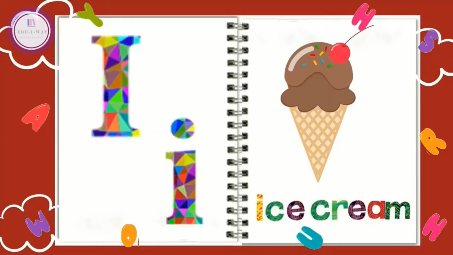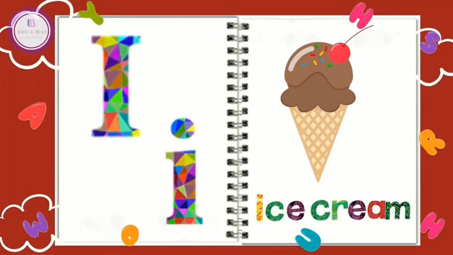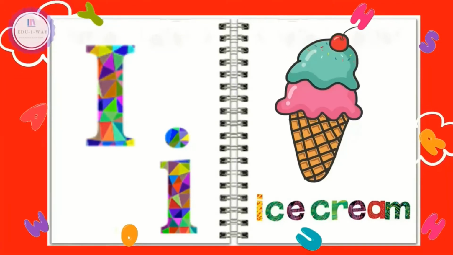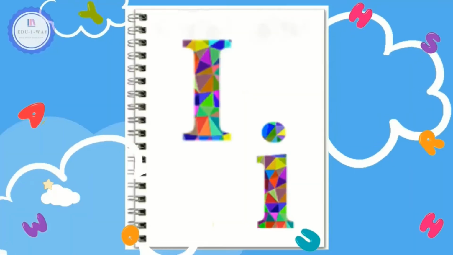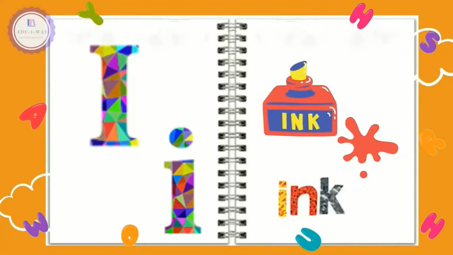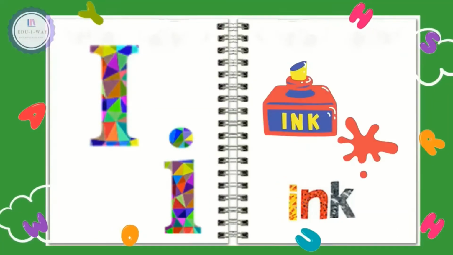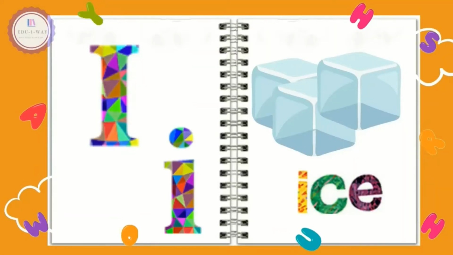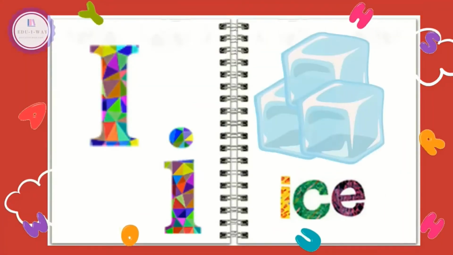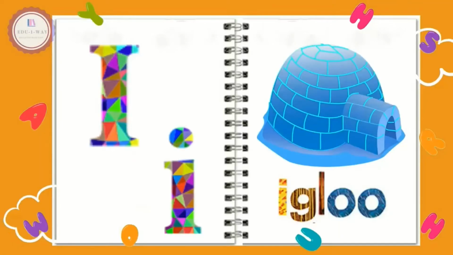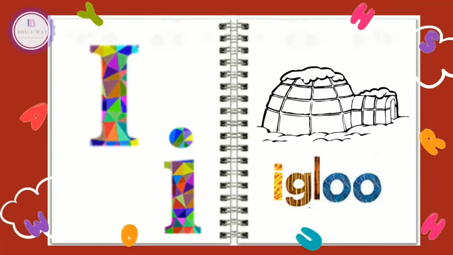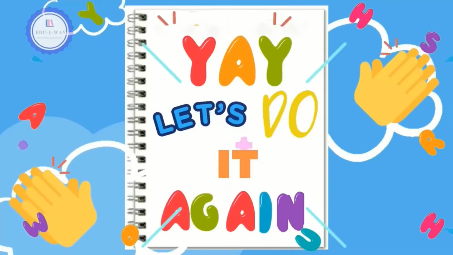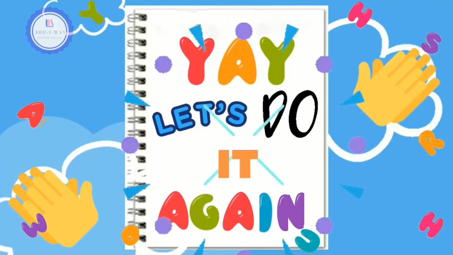I for ice cream. Ice cream, ice cream, ice cream. I for ink. Ink, ink, ink. I for ice. Ice, ice, ice. I for igloo. Igloo, igloo, igloo. Let's do it again.